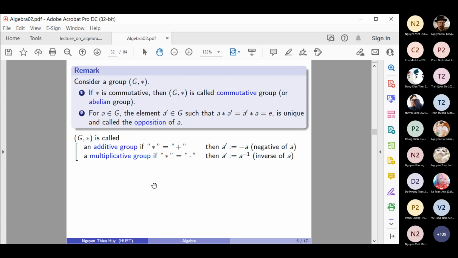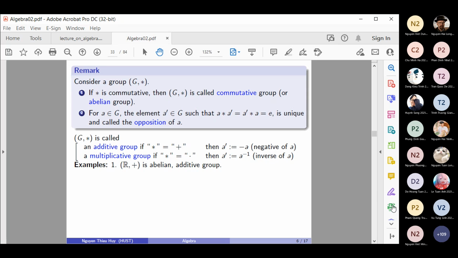Okay, now let's take an example. R with the addition. Addition is clearly associative, and it is not only associative but also commutative. As we said before, the neutral element is 0, the number 0. And for every A in R, the A prime will be exactly minus A. In this case, you see the notation is perfect.